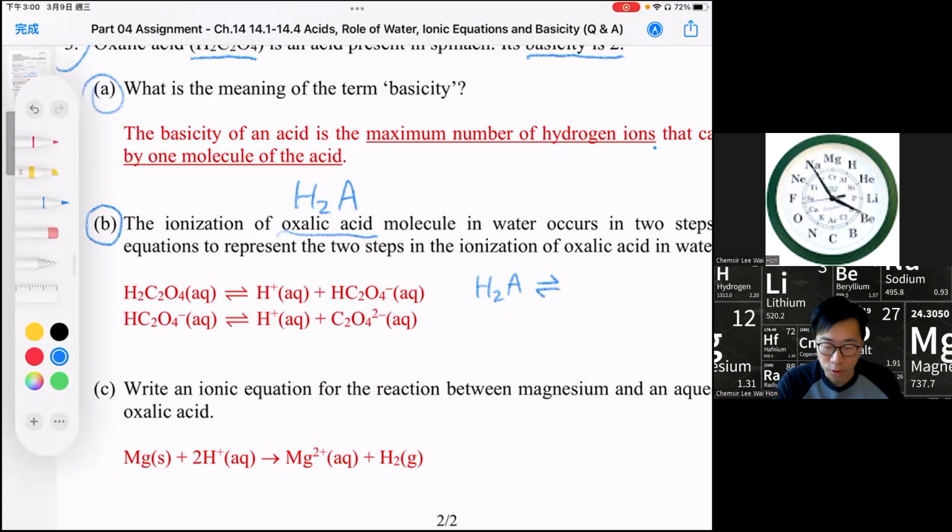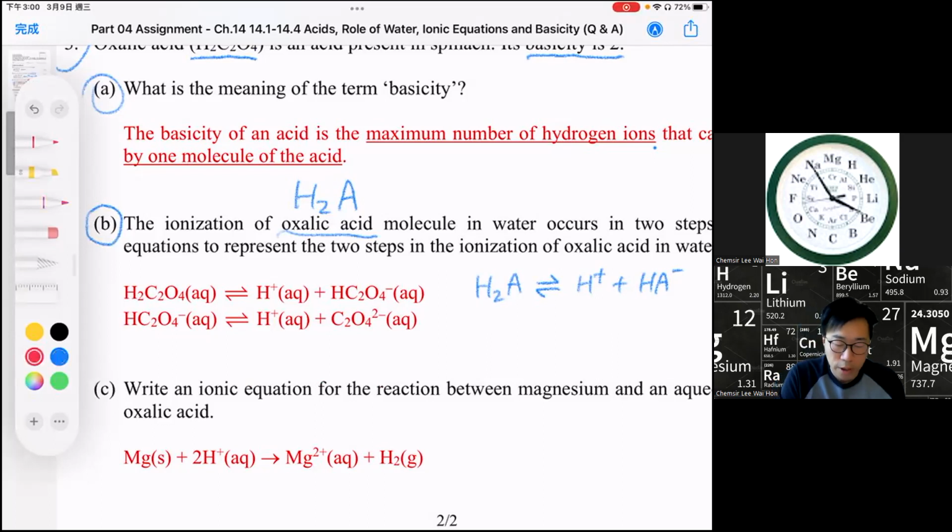And the first equation showing the first step is, of course, to give out the first H+. What is left, you try to do a subtraction: H2A with one H+ removed. So what is left? That should be HA. Of course, don't forget to write the correct charge. After H+ is removed, you have HA- as the other resulting ion.